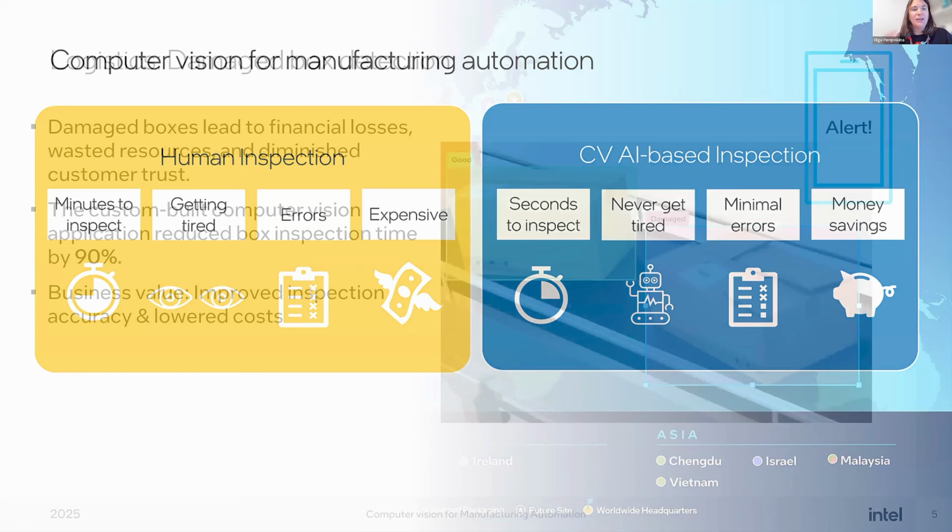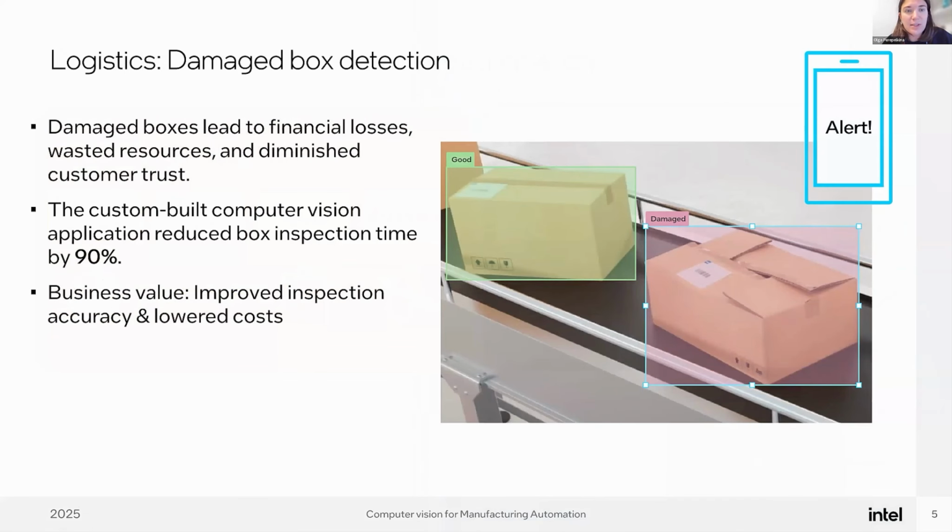So, for example, damaged box detection. Of course, in Intel Foundry, there are a lot of logistics operations, and we ship millions of boxes to our partners and customers. And if the box is damaged, of course, it means that the product inside can be damaged. That's why it's very important to track these damages in time. And surprisingly, it still relies highly on humans.